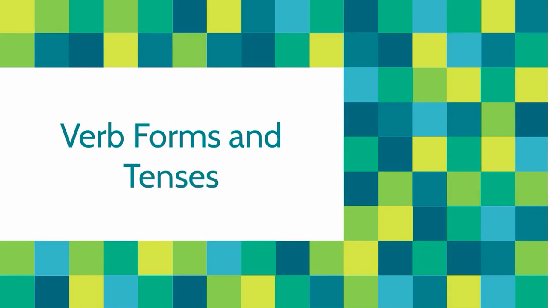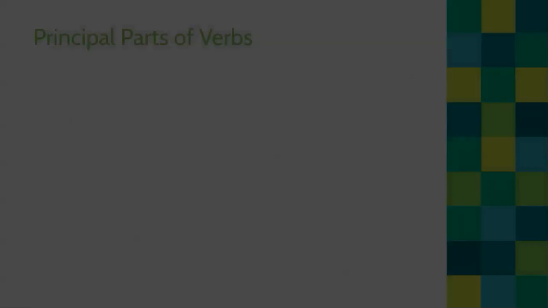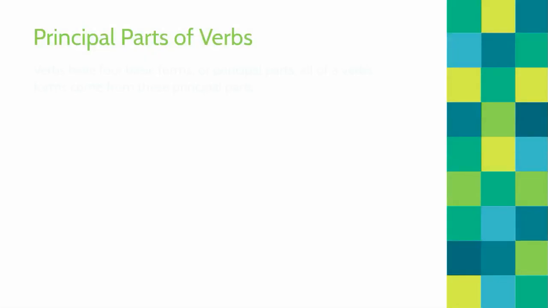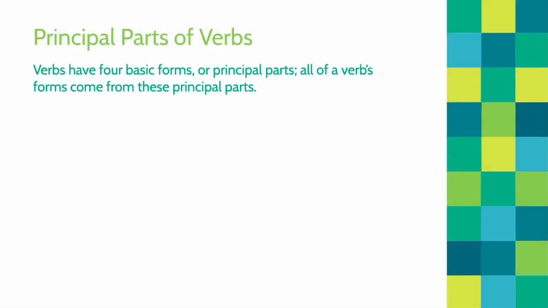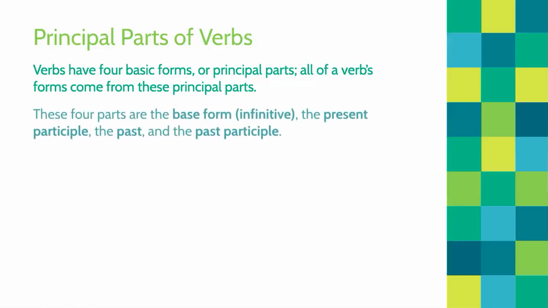This video will define and provide examples of the basic verb forms and tenses in the English language. All verbs in English have four basic forms, otherwise called principal parts. All the different types of verb tenses that we create come from these basic principal parts. They're kind of the root of verb formations.